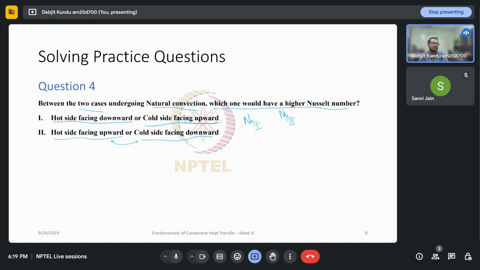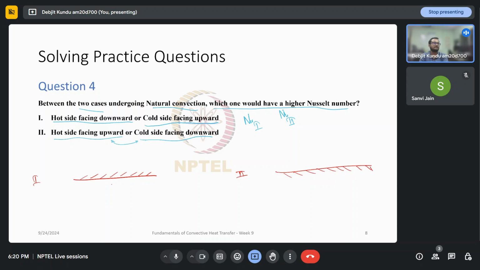So let me draw the situation here. I'll draw the hot plates in both cases. So case 1 is like this, where I have a hot plate and it's facing downward, and case 2, where again I have a hot plate but it's facing upward. So what happens is due to this temperature, there will be some natural convection currents being set up.